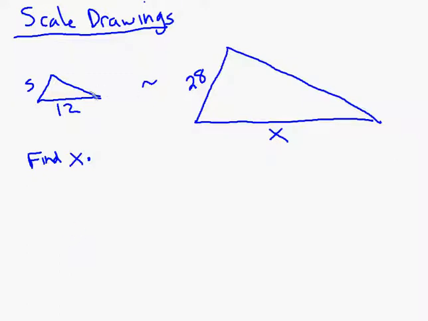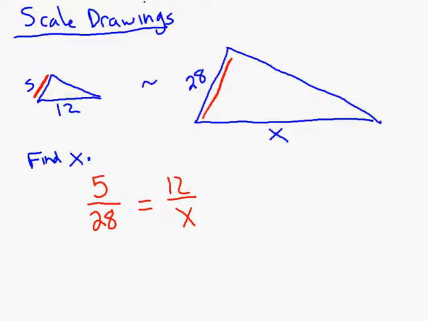Now I need to set up so that I'm consistent. There's lots of ways you can set it up, but I just need to be consistent. Do you see this side that I marked in red? It corresponds to this other side that I marked in red, which means they're in the same spot. So they're in proportion. So I would say 5 is to 28 as 12 is to x. Notice how I went from small triangle to big triangle, small triangle to big triangle, lining up their sides.